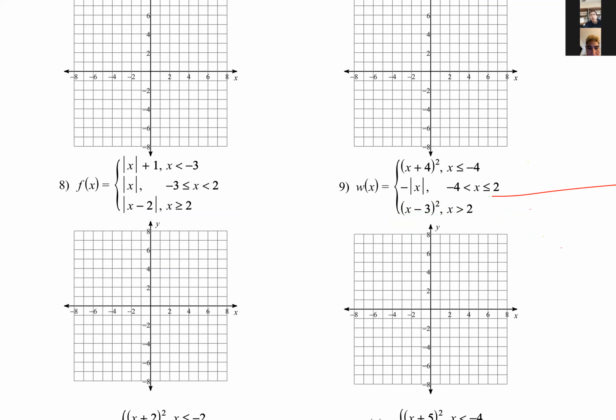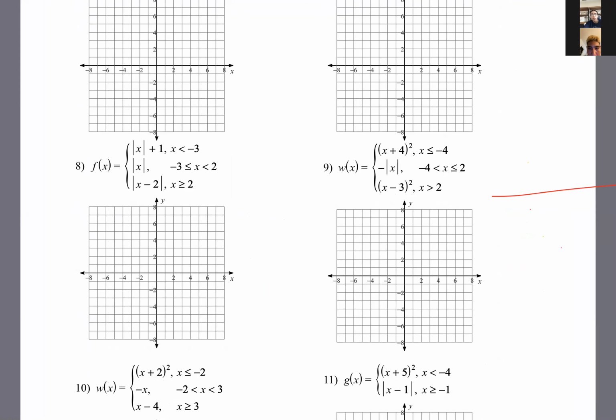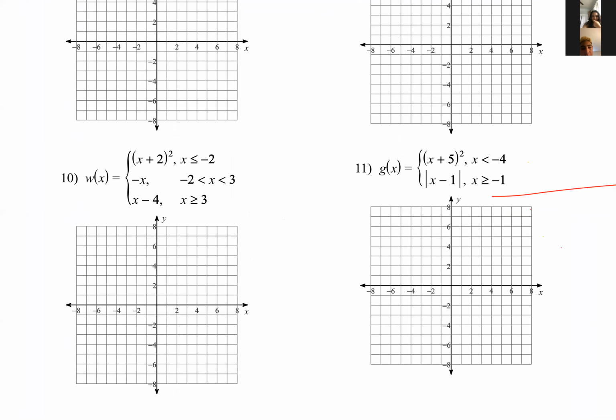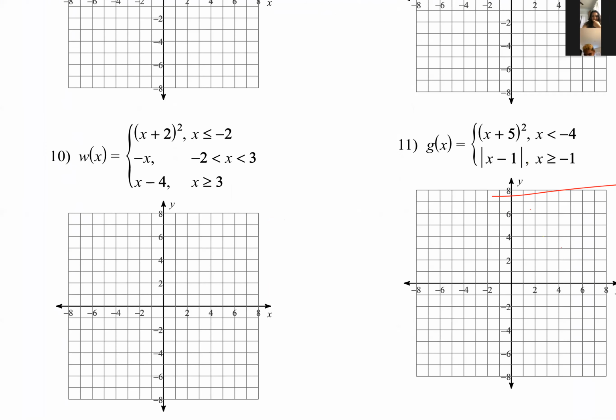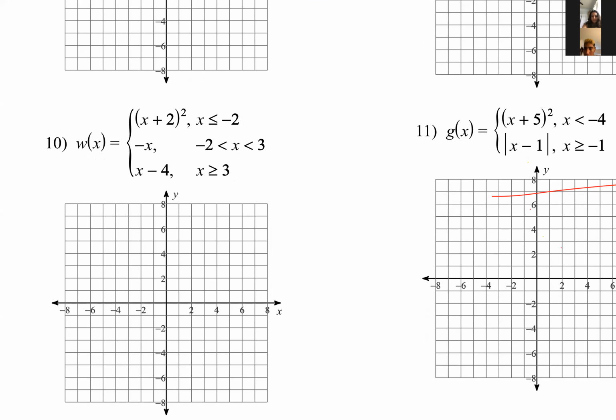Okay, let's look at, let me see. Let's do number 10. Okay, so number 10. Start with, I'll do this in green. Okay, so if you want to graph this, isn't this a parabola? Yes.